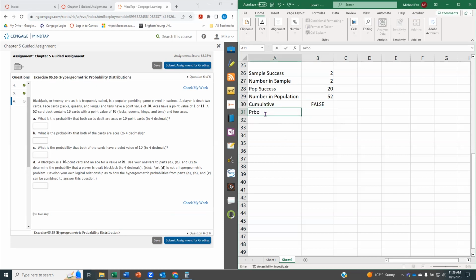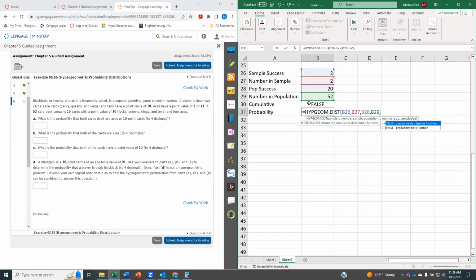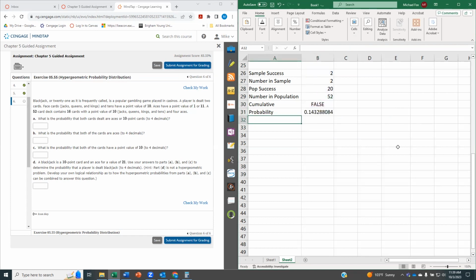So our probability is going to equal Hypergeometric samples successes, comma, number in the sample, comma, population successes, comma, number in the population, comma, false. All right. So there's our probability. Wants it to 4 decimals. So again, let's let Excel do the work for us. 0.1433.